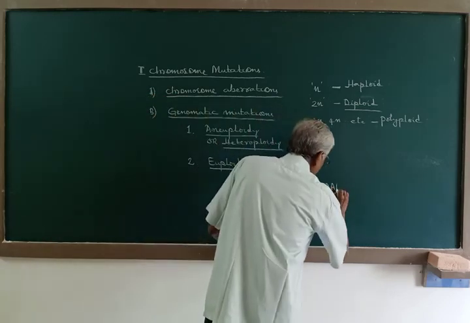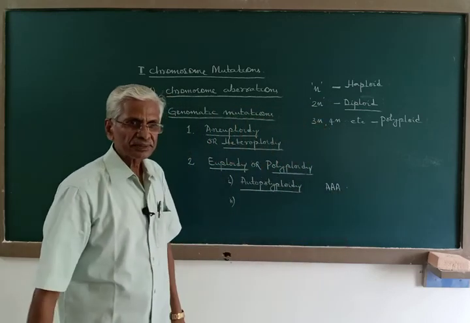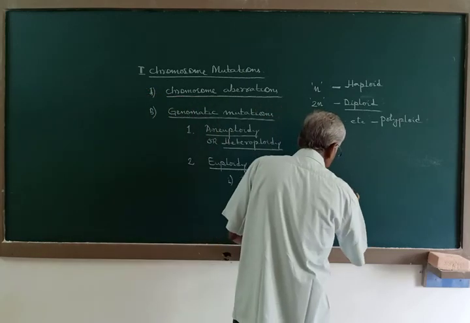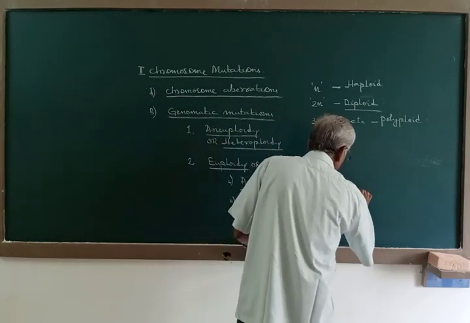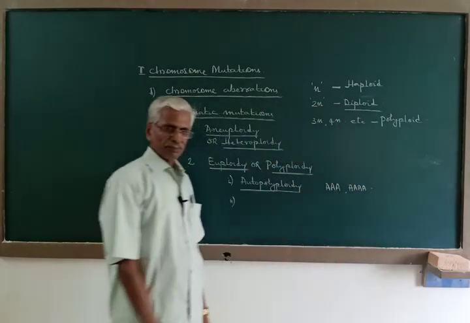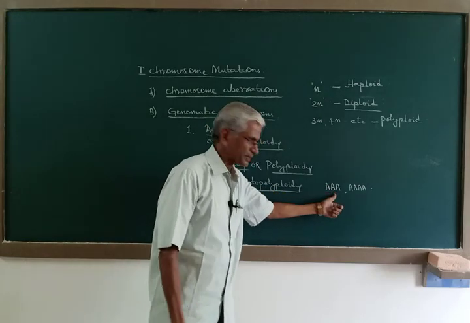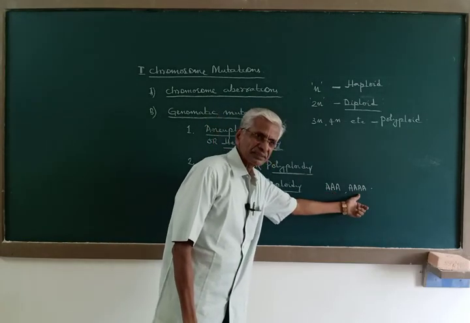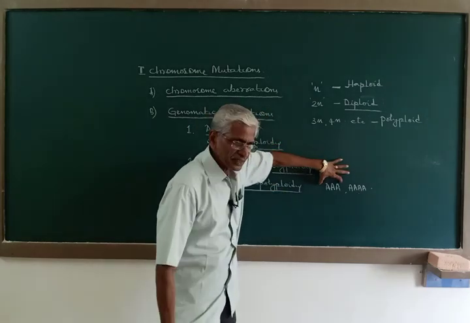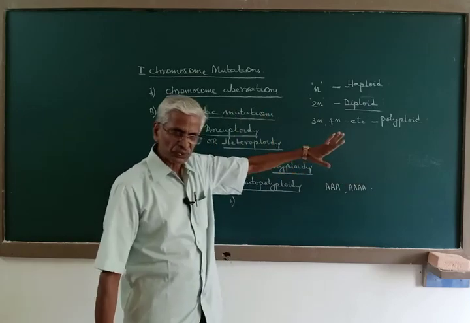And if there are three sets, triploid. If there are four sets, tetraploid. So here, this is triploid, this is tetraploid. Triploid have three sets of chromosomes and tetraploid will have four sets of chromosomes.